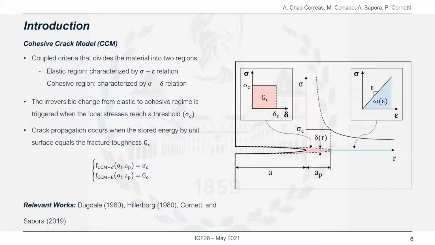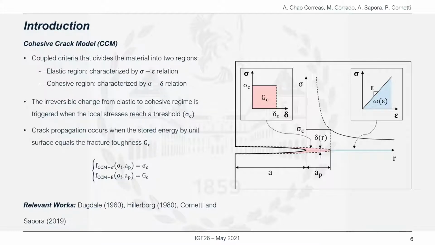Eventually, the last framework considered is that of the well-known cohesive crack model. This work will only address the variant proposed by Dugdale, i.e. the cohesive stress being constant with the crack opening. This model works by dividing the domain into two regions. The elastic one, whose constitutive equation is in terms of the stress versus strain, and the cohesive one, whose behavior is defined as a stress versus crack opening relation. This region is also referred to as fictitious crack.